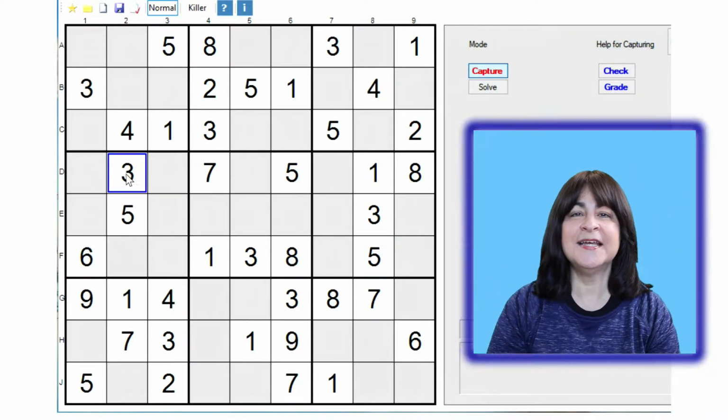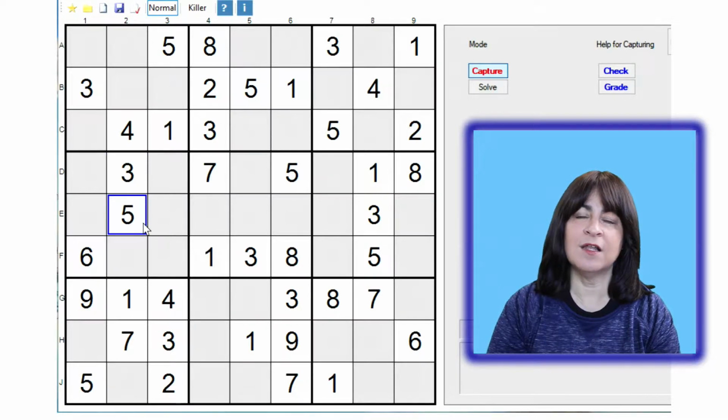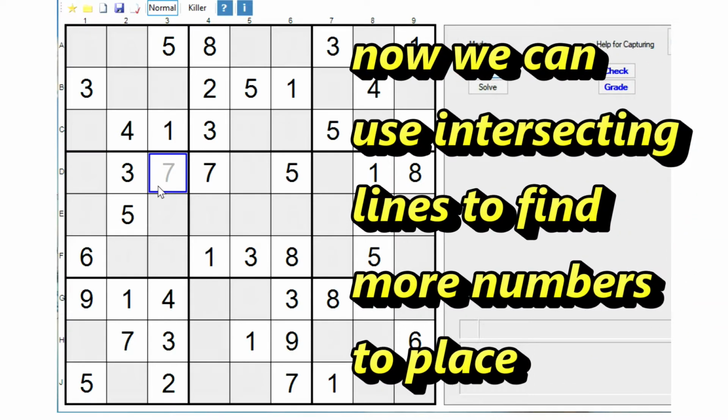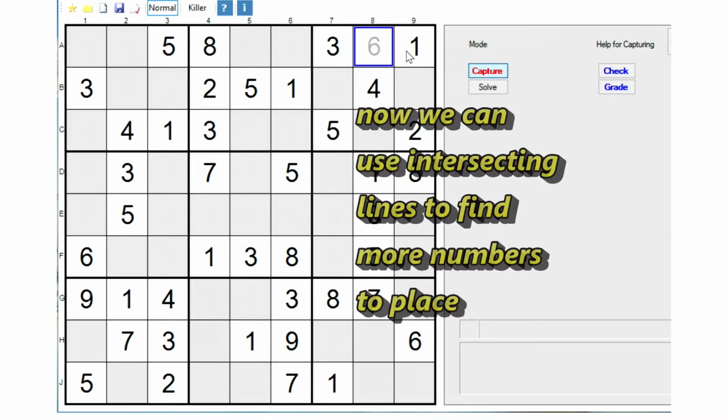The next technique, counting, is not very useful since there are no rows, columns, or blocks with 8 cells filled in, so that's not much help. Now what? This is where the technique of intersecting lines comes in. It helps you to fill in any numbers you might not have seen using the scanning method.